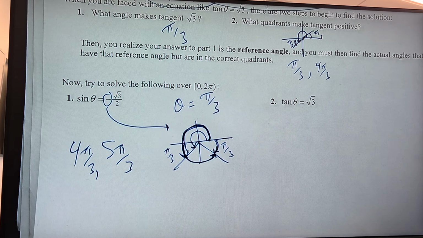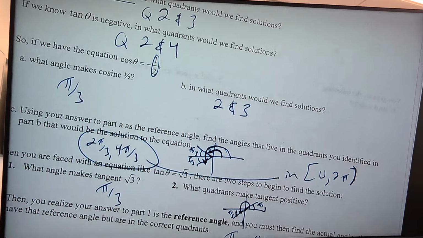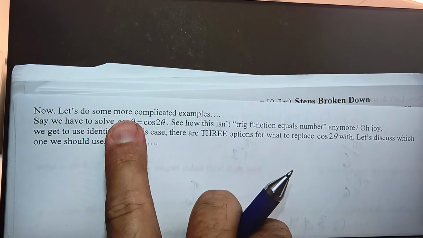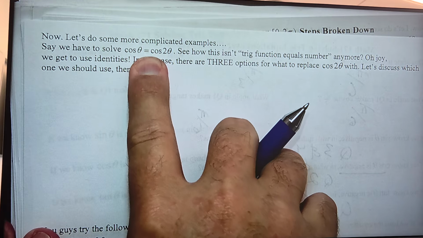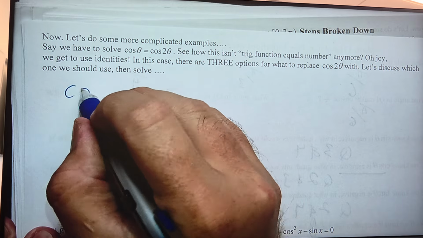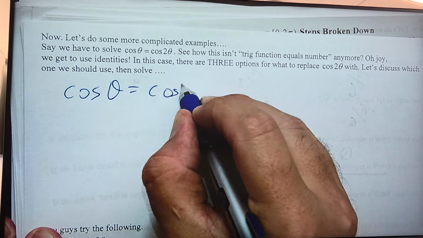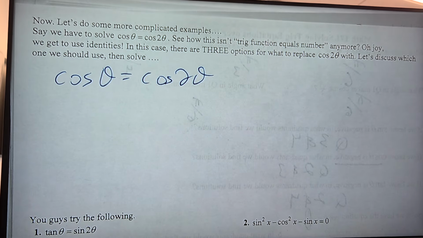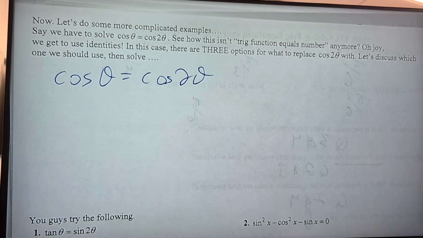All right, so let's see. Let's try to get a little bit freakier with this. Cosine theta equals cosine 2 theta. What is fundamentally different? This is very, very different than the equations we saw on the front side. This is fundamentally different. What's the immediate fundamental difference? Say it.